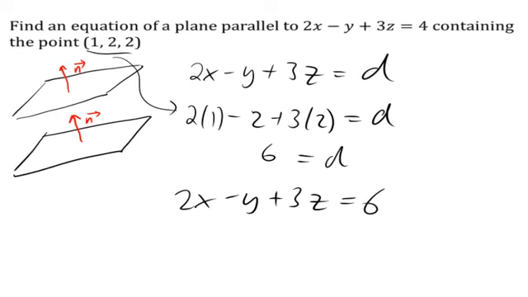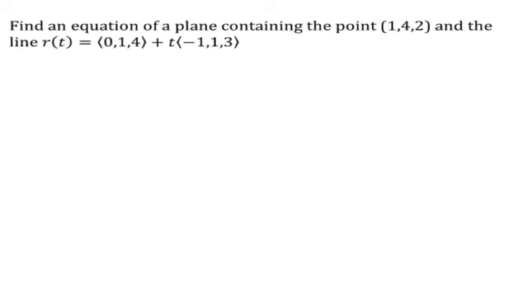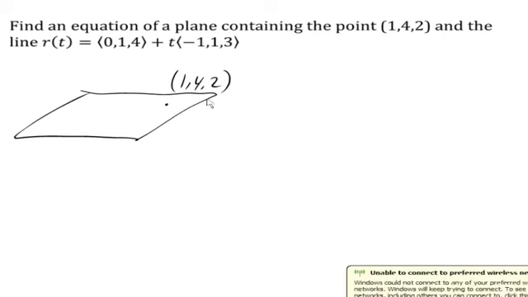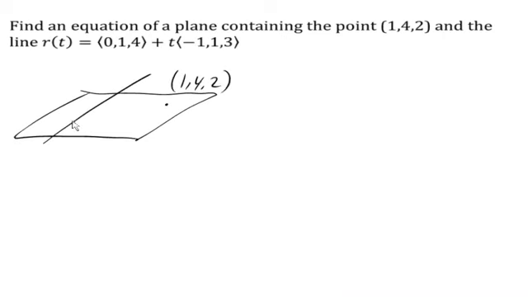So now let's consider a case where we want to find an equation for a plane that contains a point, let's say (1, 4, 2), and a line. So we know a line that's on the plane as well as a point. Now, if we think about what the equation of this line tells us, it tells us that there is a point on this line, and that point is (0, 1, 4).